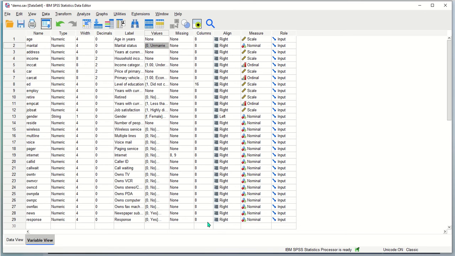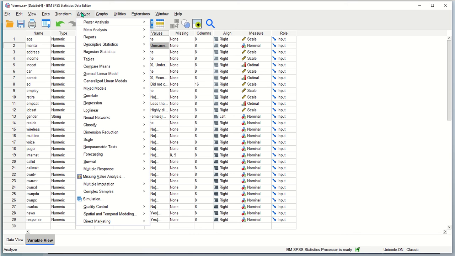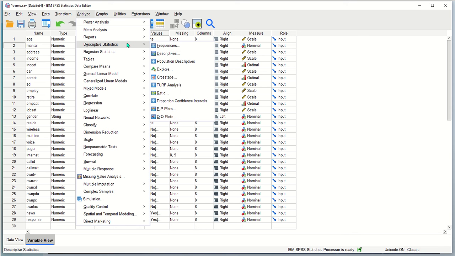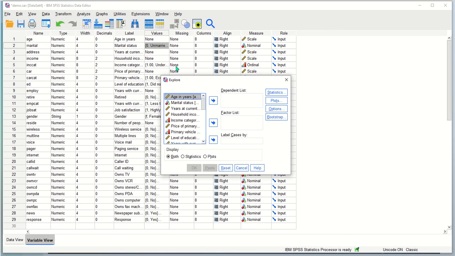Okay, so our data is just some various demographic data. There were questions asked of people about their age, marital status, income, and so on. And so we're going to do an explore on our data. What you would do is click Analyze and go to Descriptive Statistics, Explore. And so let's go ahead and look at age and years at current address and click OK.